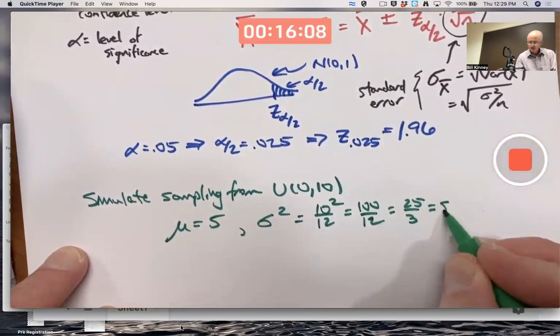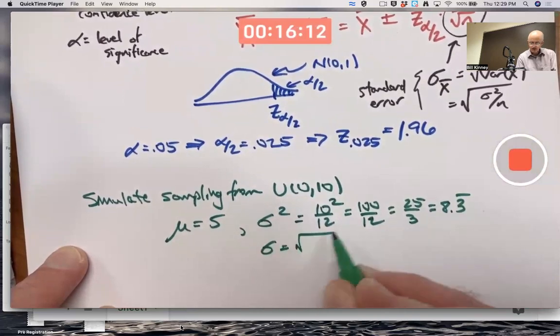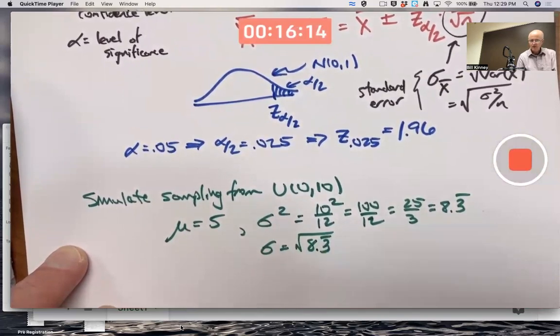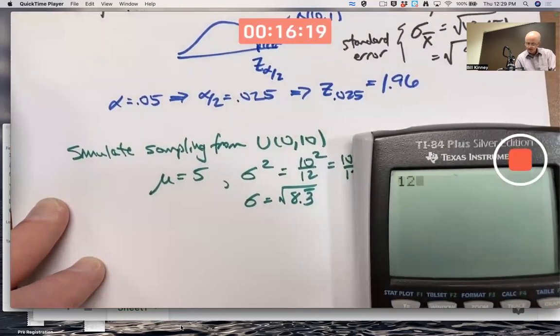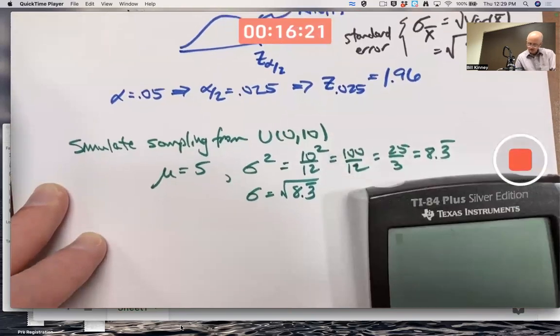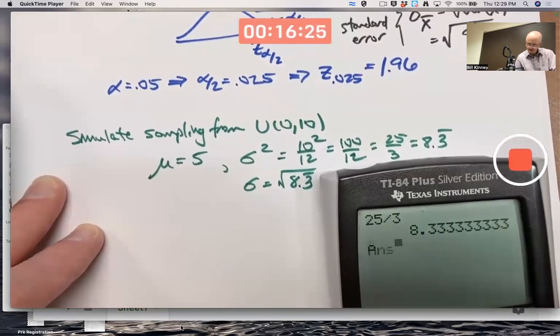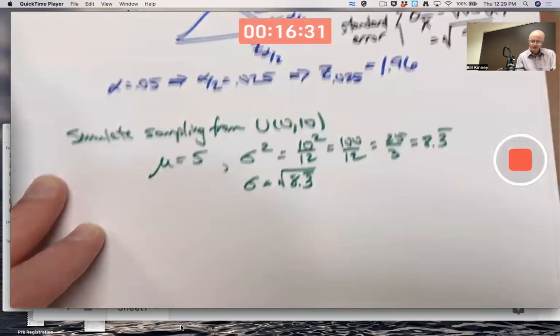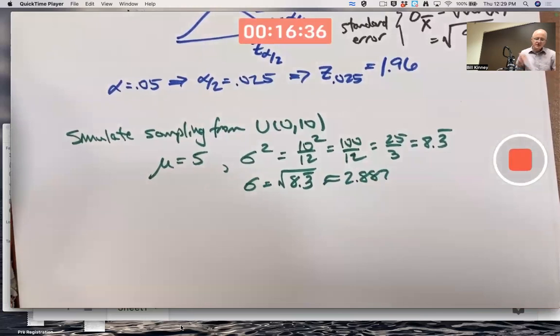That's 8.3 repeating. And then the standard deviation is going to be the square root of that, which will be a little less than 3. Take the square root of 25 over 3, 8.3 repeating: about 2.887. Let's round it to 2.887. So we're pretending we know effectively what sigma is here.